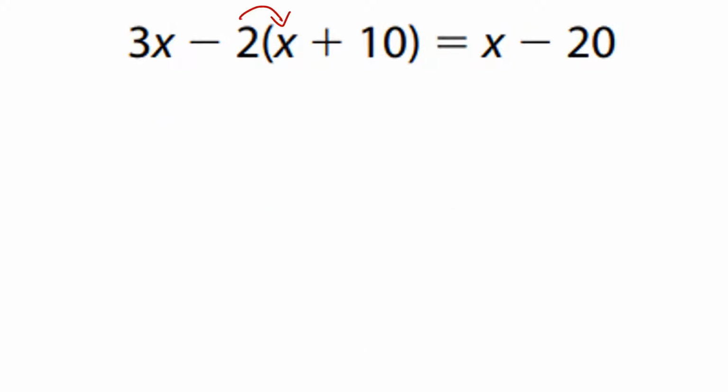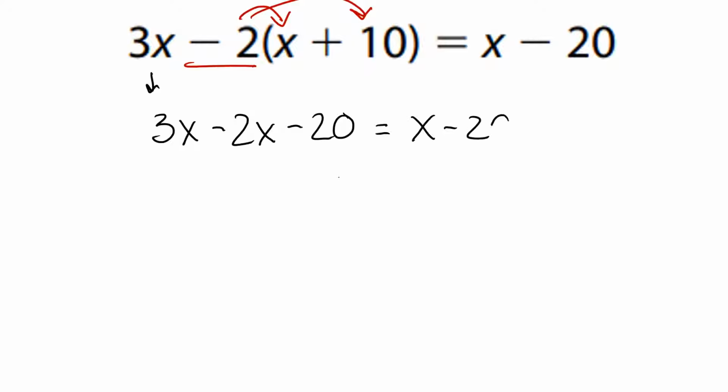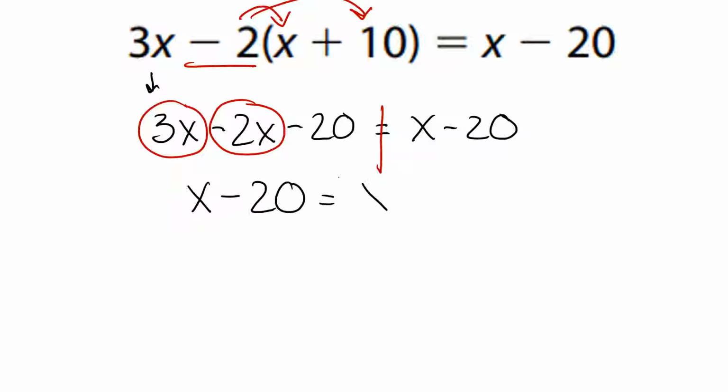For this problem, we start by distributing. We multiply that negative 2. I'm going to bring down that 3x, negative 2x, negative 20. We can bring down the x minus 20. Combining like terms, 3 minus 2x, because they are on the same side. 3 minus 2 is 1. And here we have x minus 20 equals x minus 20.